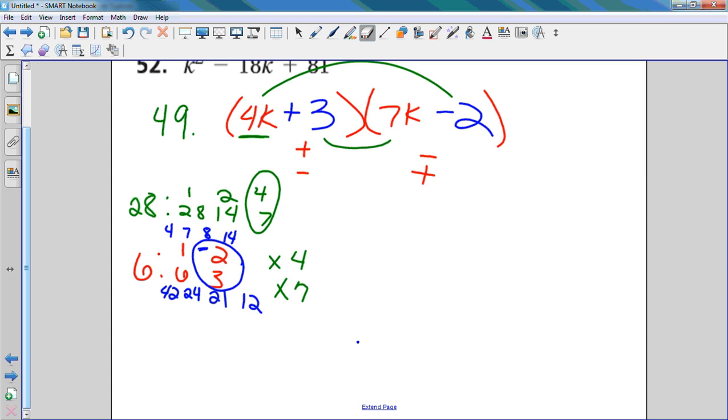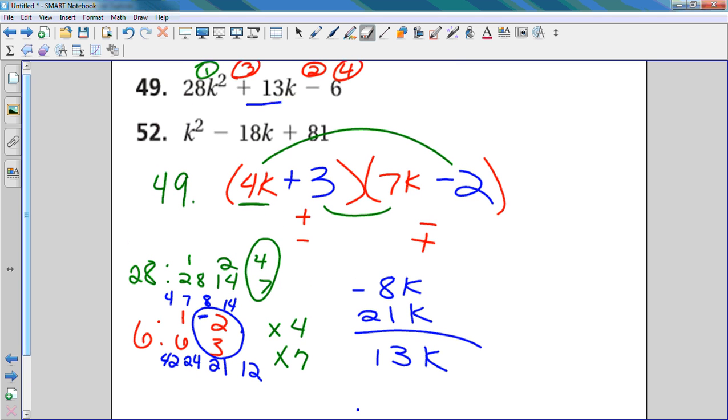If you're not sure if that's right, check your outers and inners. My outer is 4k times negative 2, gives me negative 8k. My inners are 21k. Add them together and I get 13k. Is that what I need? Yep, 13k. Check your last, FOIL. Your last, negative 2 times 3 is negative 6. Yep, that's it. So it's 4k plus 3, 7k minus 2.